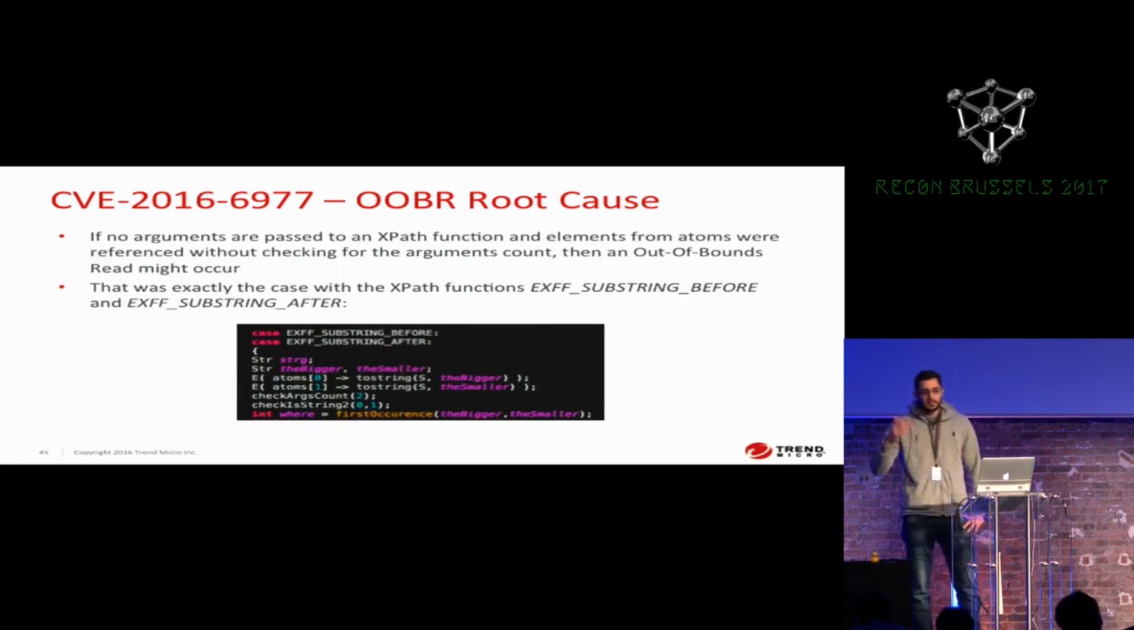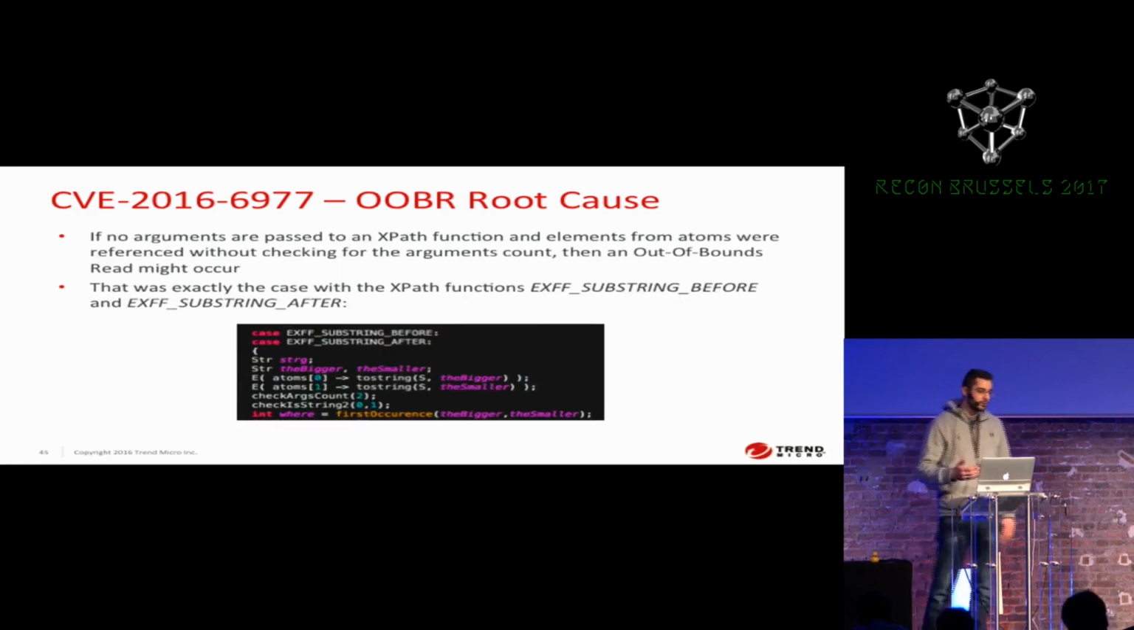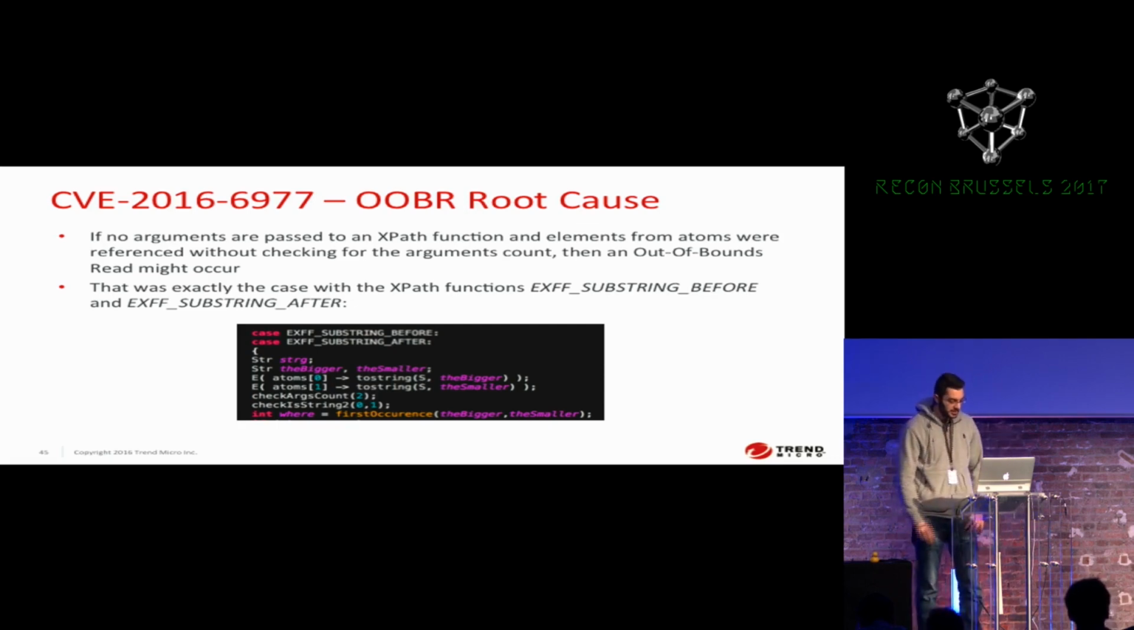If you check this pattern inside a function called callfunc that implements all the XPath functions, you're going to notice that what happens is they check args and they reference these args. Only in one case, which is substring after and substring before, they reference the args and then they check for the args. And that's exactly what happened here, and this caused the out-of-bound read.